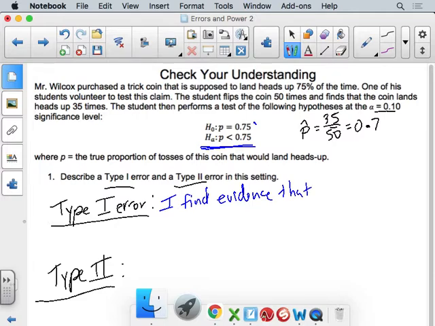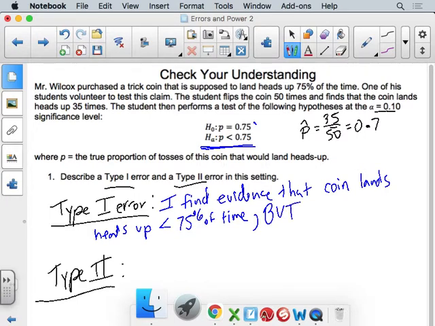that the coin lands heads up less than 75% of the time. So you do your problem, you did it right, this is your conclusion, but it turns out that the null was actually true. The coin really does land heads up 75% of the time.